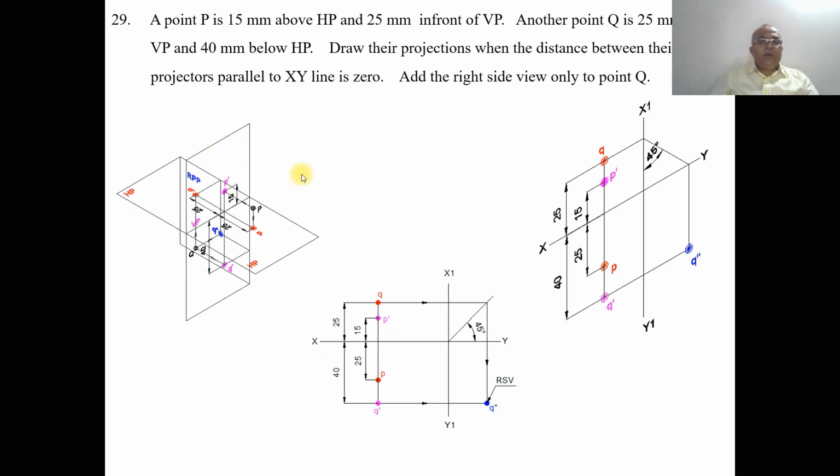Now in this video we will take one more problem on the first and the third quadrant, but it is something very similar to our previous problem, but the only difference is the dimensions. So a point capital P is 15 mm above HP and 25 mm in front of VP. Another point capital Q is 25 mm behind VP and 40 mm below HP.